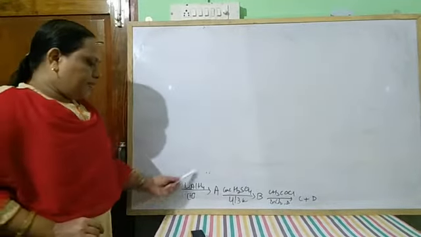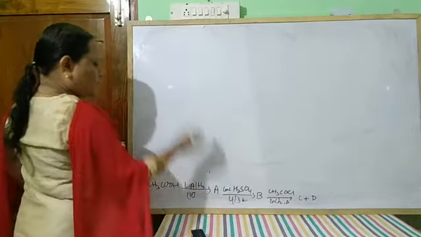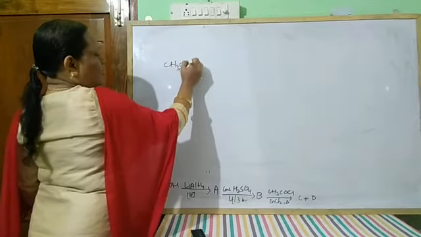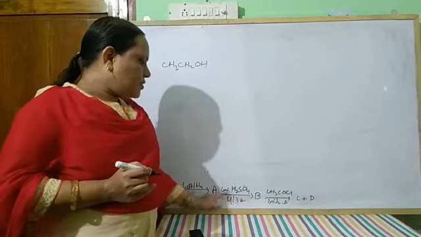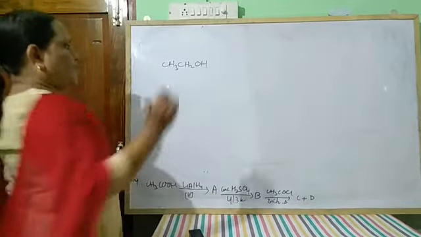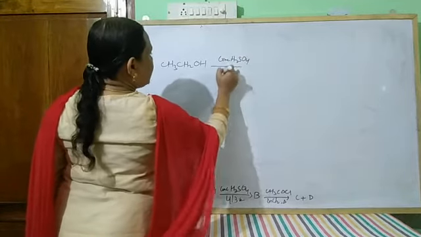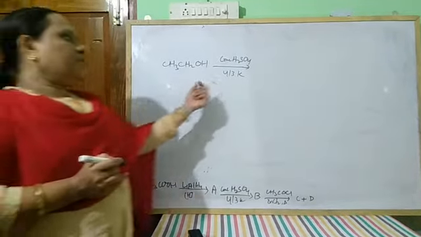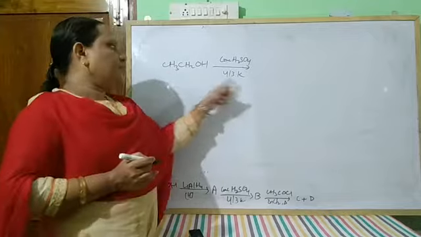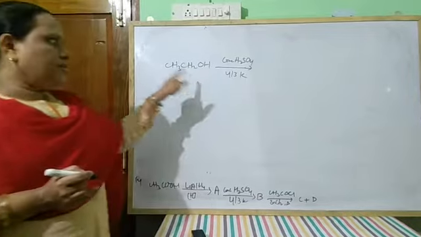Acetic acid treated with lithium aluminum hydride, it undergoes two-step reduction to form alcohol. So A is ethyl alcohol, and ethyl alcohol is treated with concentrated sulfuric acid at 413 Kelvin. Temperature is an important factor here. If the temperature is greater than 443 Kelvin, it forms alkene, and if the temperature is low at 413 Kelvin, it forms ether. So this forms your ether, ethoxyethane.